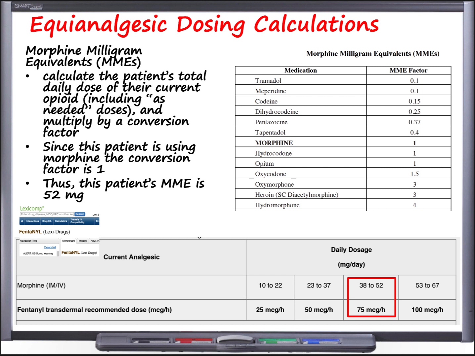Ours was 52. So in the third column over where it says 38 to 52, that would be our dose of morphine. So it shows below there that the corresponding strength of patch to give would be the 75 microgram per hour patch. That patch should provide the same analgesic relief as somebody who is receiving 52 milligrams of morphine per day. And that's the final answer to this question.